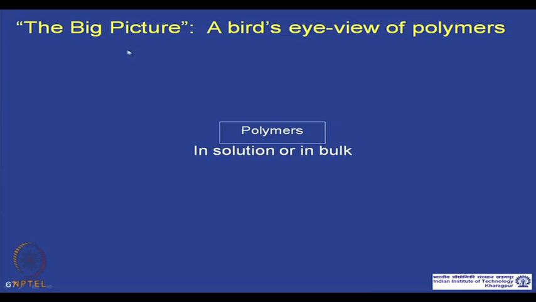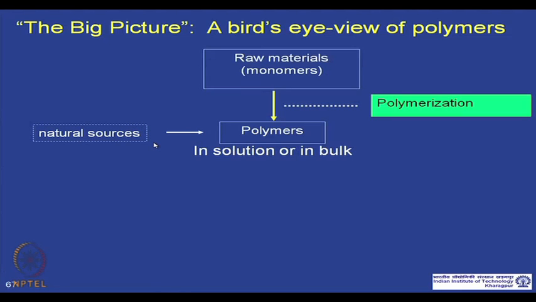Lastly, let us go back and look at the big picture, a bird's eye view of the polymers. Polymers are applied when they are made. They are made in a solution or in bulk. They are synthesized in solution polymerization. They can be synthesized in bulk, like in melt condensation polymerization. Polymers can also be procured, though in very, very small quantity, from natural resources, and these polymers are formed from monomers by different polymerization techniques.